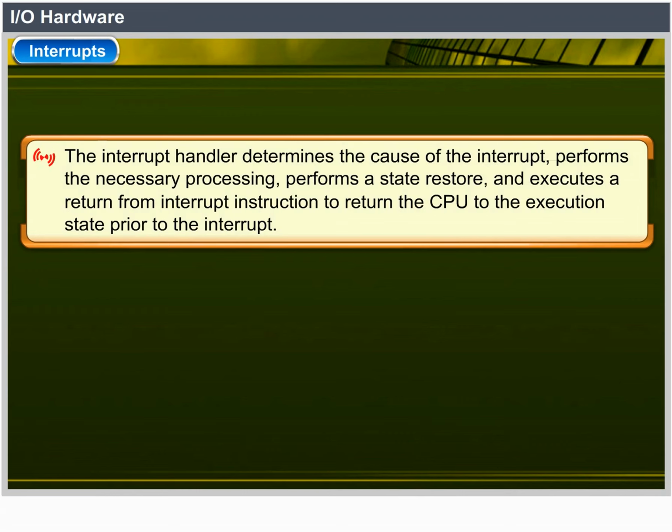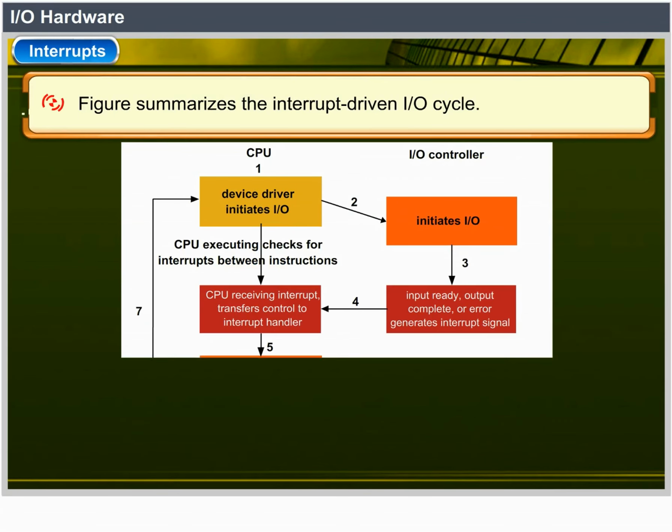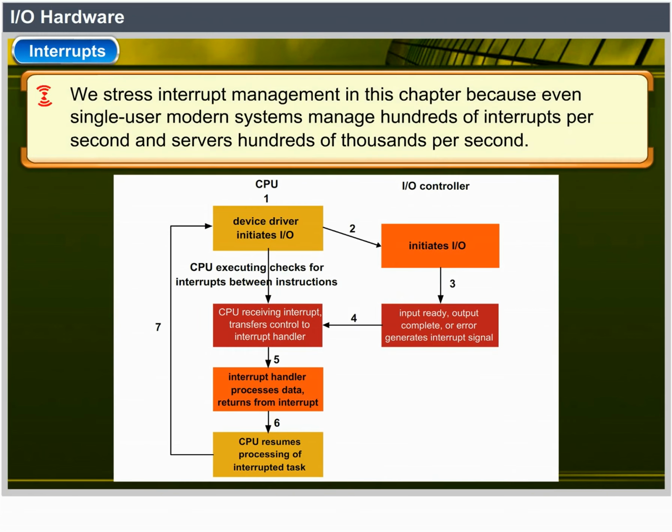We say that the device controller raises an interrupt by asserting a signal on the interrupt request line. The CPU catches the interrupt and dispatches it to the interrupt handler, and the handler clears the interrupt by servicing the device. Figure summarizes the interrupt-driven input-output cycle. We stress interrupt management in this chapter because even single-user modern systems manage hundreds of interrupts per second and service hundreds of thousands per second.